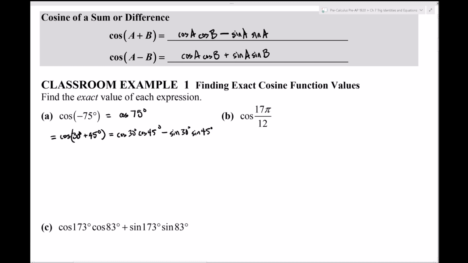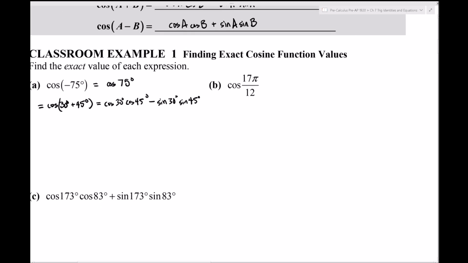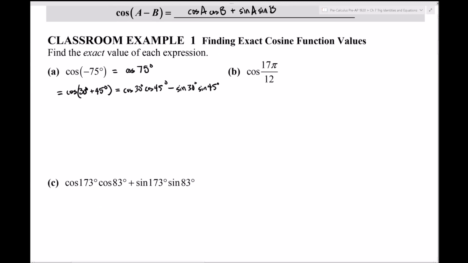So now we've got to evaluate cosine 30, cosine 45, sine 30, and sine of 45 individually. Once we've done that, we can simplify whatever's left over, and we're done. Problem is we might not remember what those values are unless we had a unit circle handy, and I still have a blank unit circle up in PDF format on the Google Classroom.